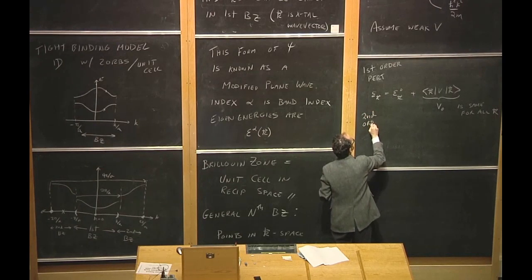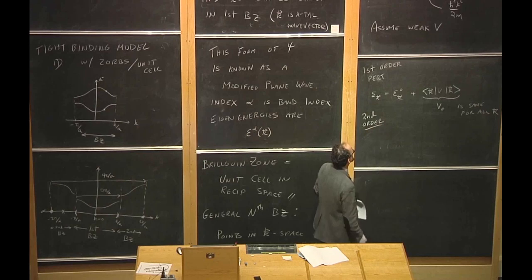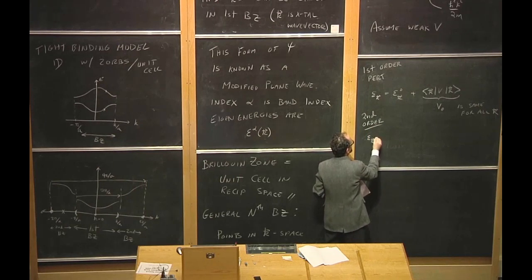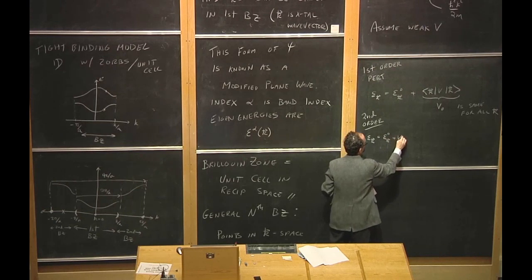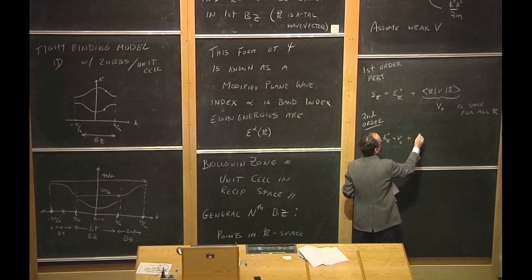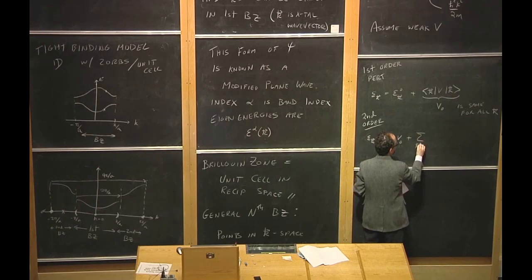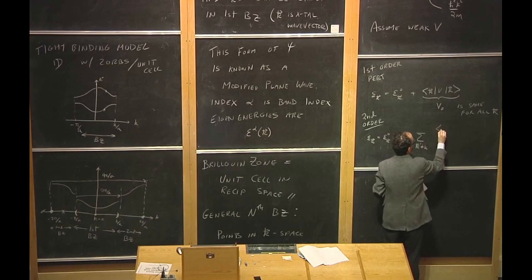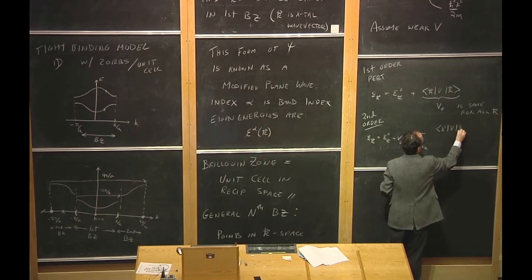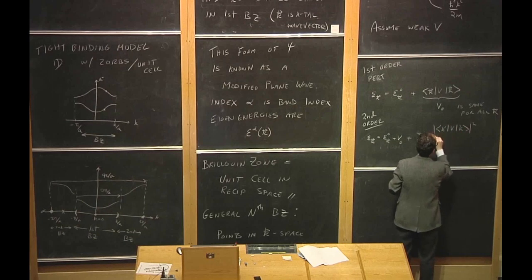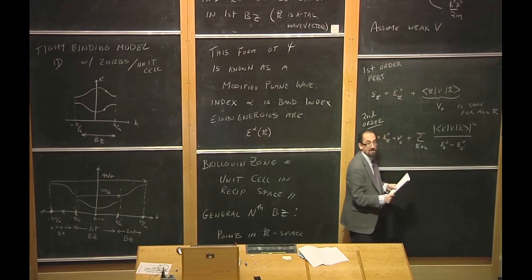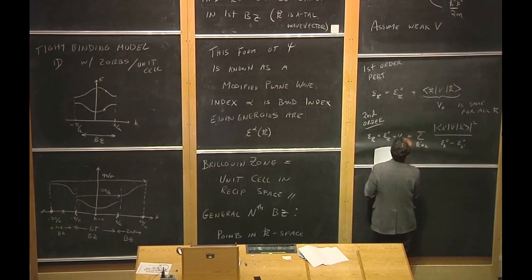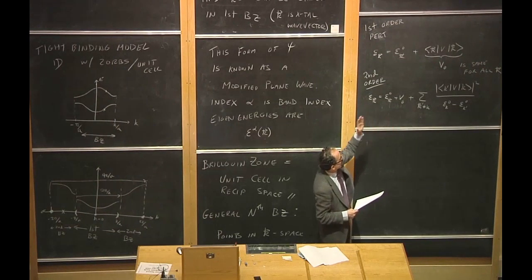So second order is more interesting. At second order, you have E of k equals E k zero, that's the bare piece, plus V0, that's the first order piece. And then you have the second order piece, which is the sum over k prime not equal to k of the matrix element k prime V k squared, over E sub k naught minus E k prime naught. Is that the right order? Yeah. Does that look familiar from second order perturbation theory? Good. Now, what do we know about this second order term?